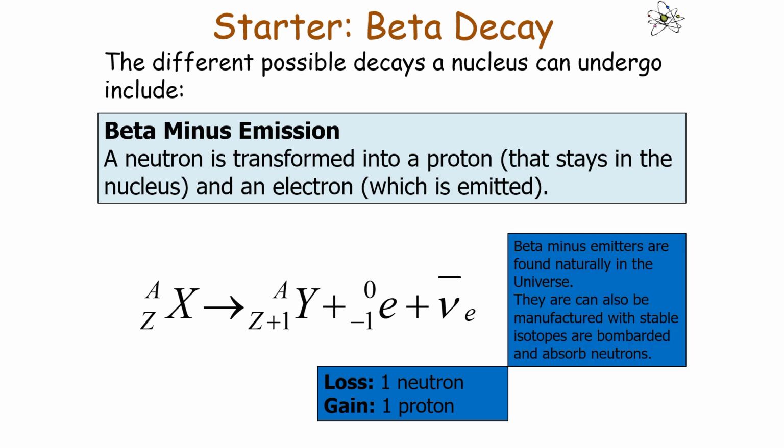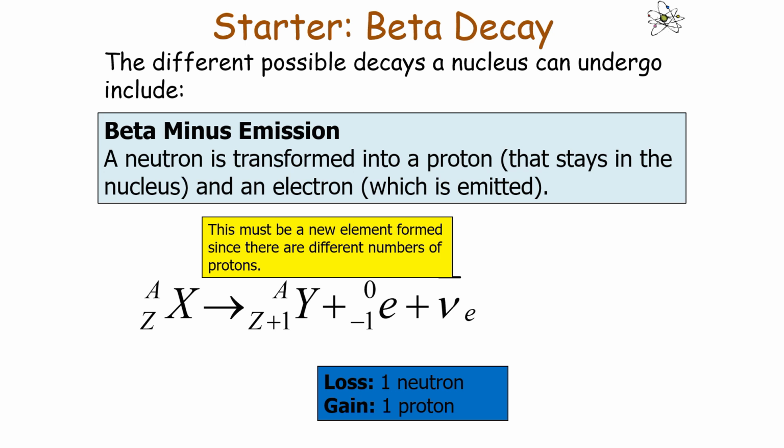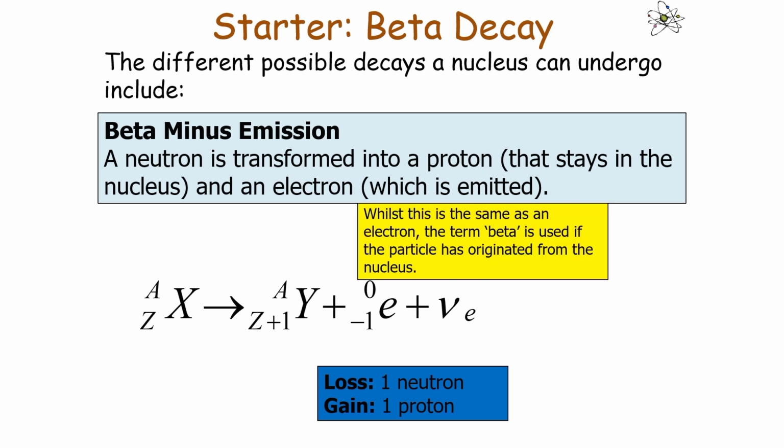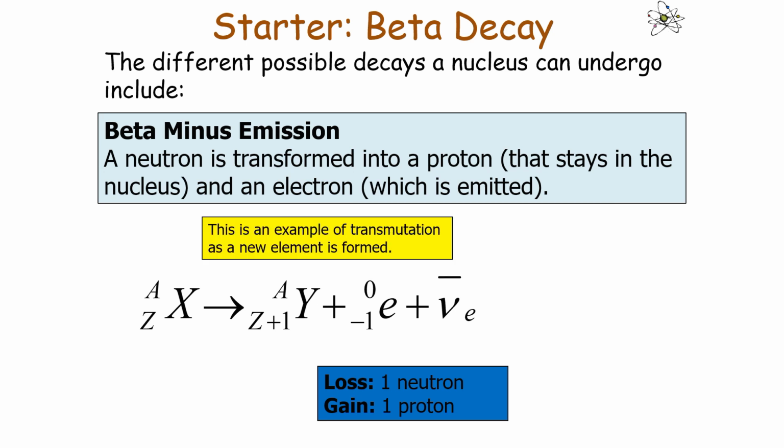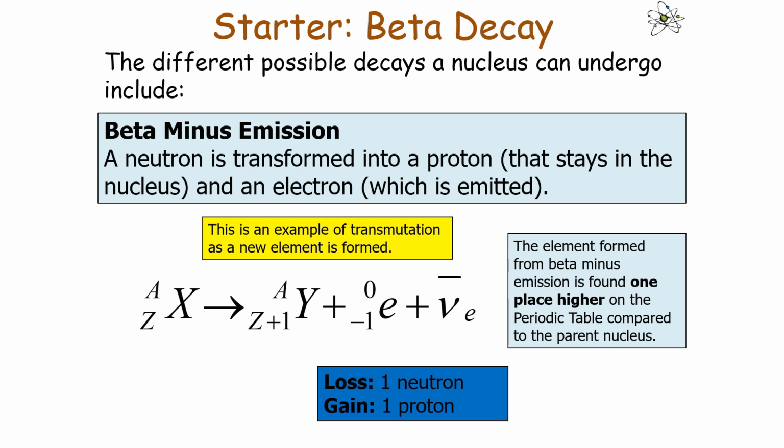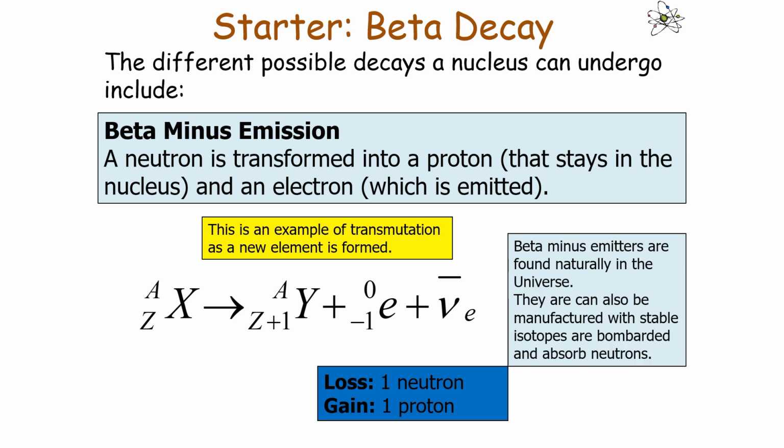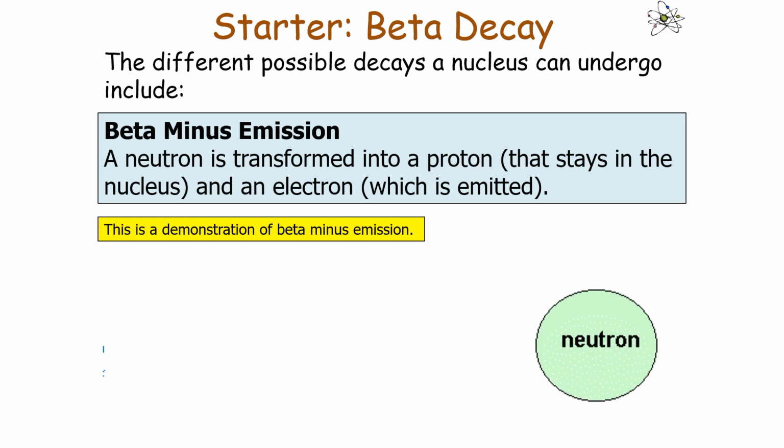Now, beta minus emitters are found naturally in the universe, and they can be manufactured when stable isotopes are bombarded with absorbed neutrons. Now, again, beta minus is an example of transmutation because a new element is formed since there are a new number of protons in the nucleus. Now, whilst a beta particle is the same as an electron, the term beta is used if the particle has originated from the nucleus. Now, the element formed in beta minus emission is found 1 place higher on the periodic table compared to its parent nucleus. Now, like we mentioned before, beta minus emitters are found naturally in our universe, and here is a demonstration of beta minus emission.